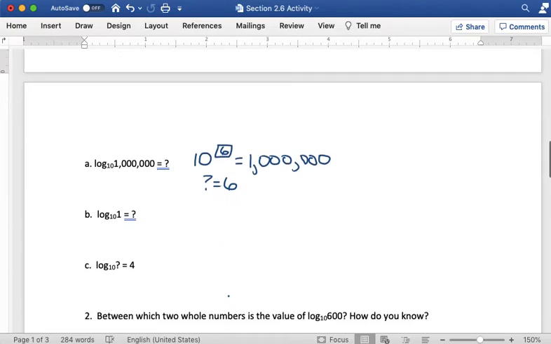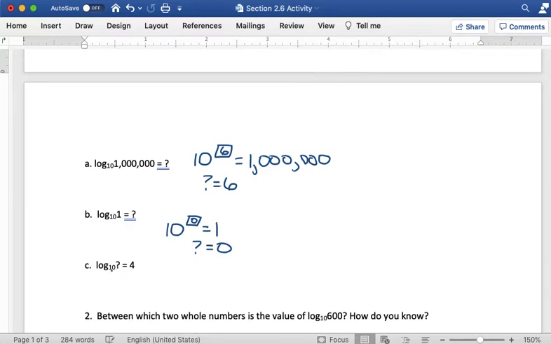For question B, log base 10 of 1 equals what? Well, this is asking me 10 to what power equals 1. And as we talked about in the last video, that power is 0. Anything to the 0 power is equal to 1. So question mark equals 0.